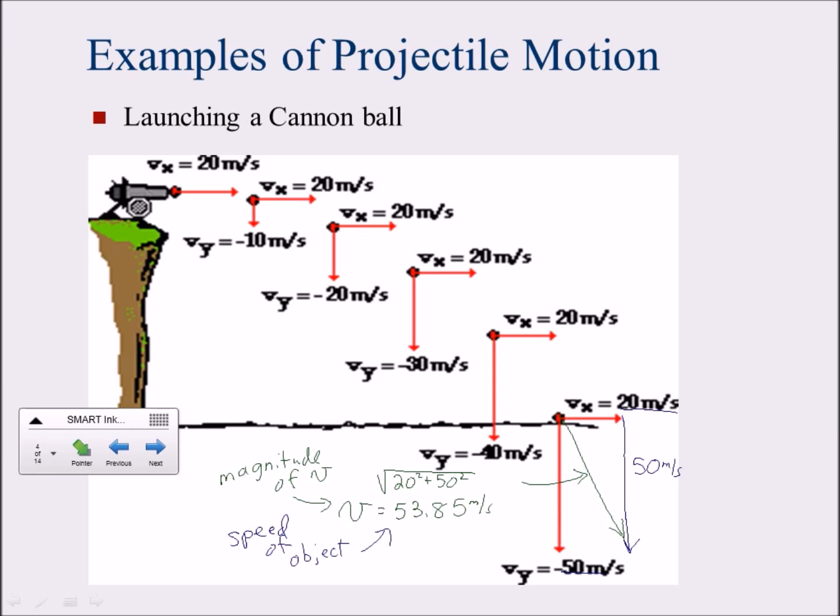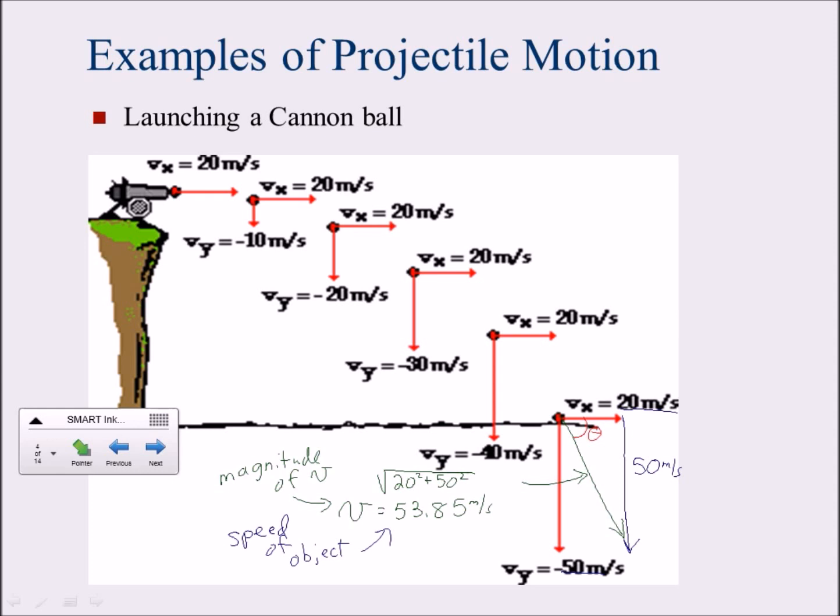A vector has a magnitude and a direction. In a second, we're going to calculate the direction. But the magnitude of that vector, 53.85, that is the speed of the object. If I want to find the direction of the vector, because again, a vector has a magnitude and a direction, I would calculate that angle.